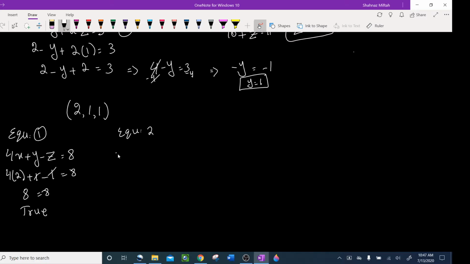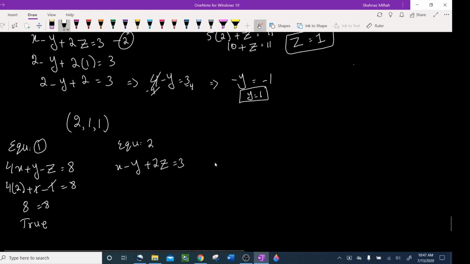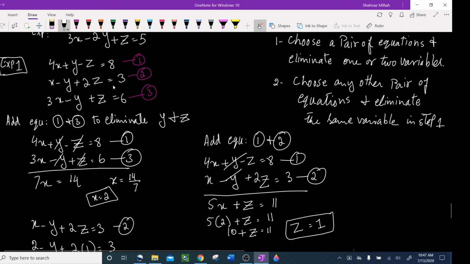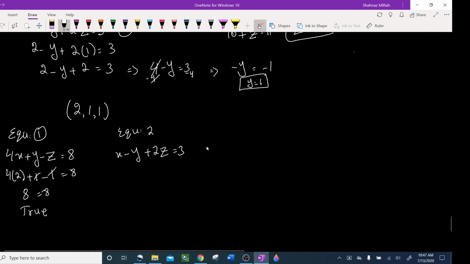My equation number 2 was x minus y plus 2z equal 3. This is equation number 2 and I have it right there. Plug in again all the stuff: 2, 1, 2 in z equal 3. So this is going to give me 2 minus 1 plus 2 equal 3. So that's 4 minus 1, which is 3 equal 3. Again, the statement is true.